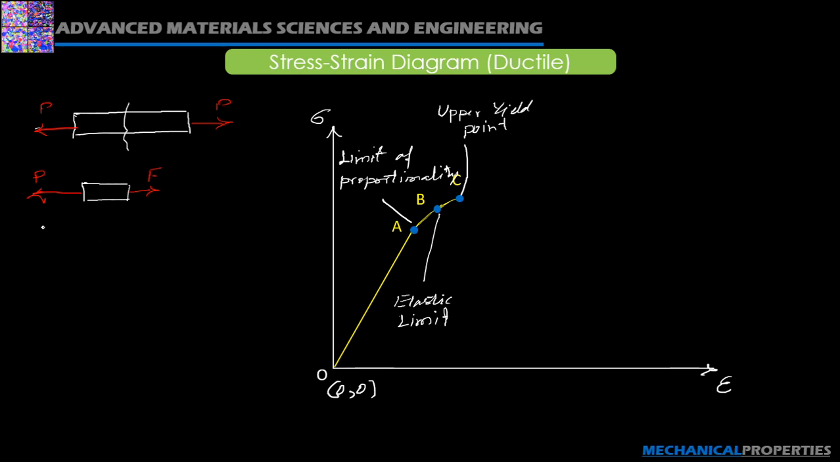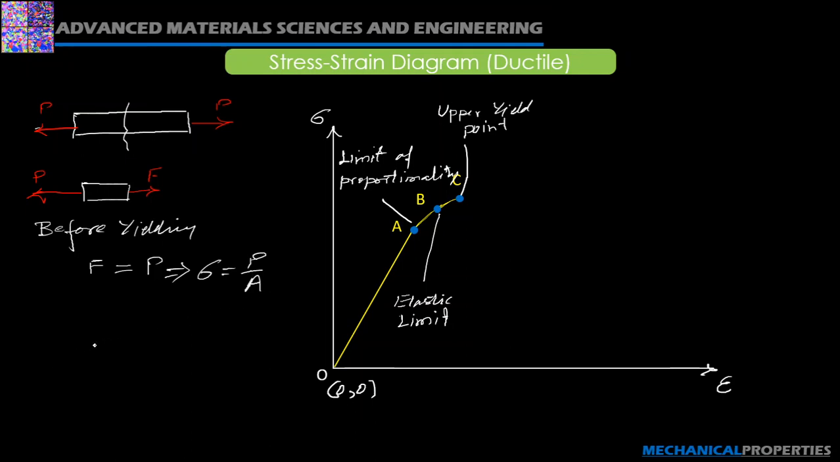Now before yielding, this F is equal to P. That is why we use that sigma is equal to P upon A, because this P is equal to F.